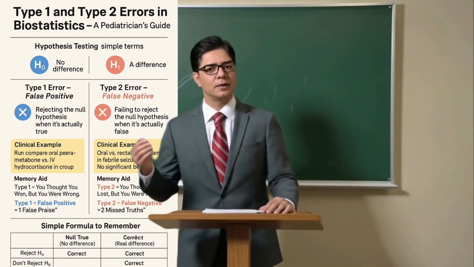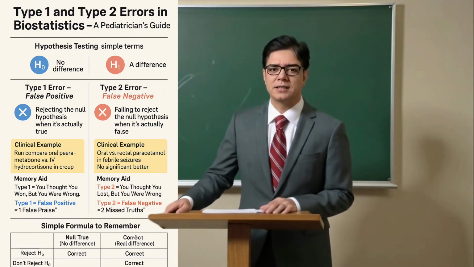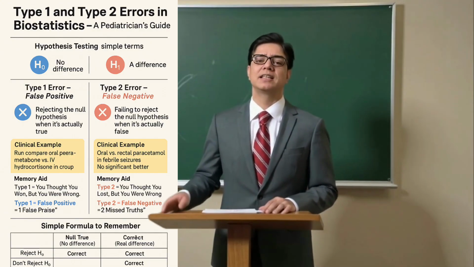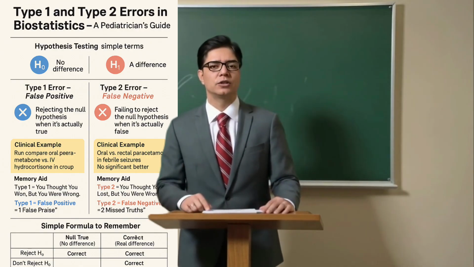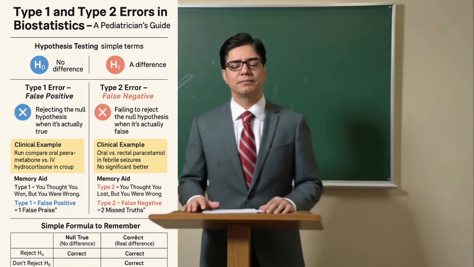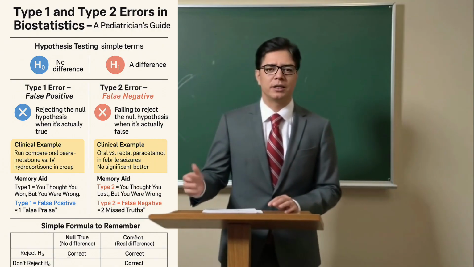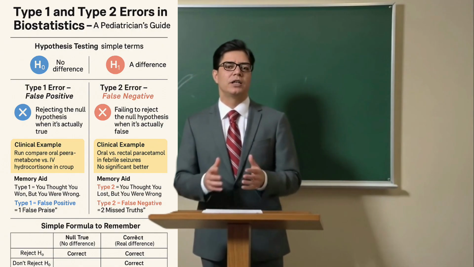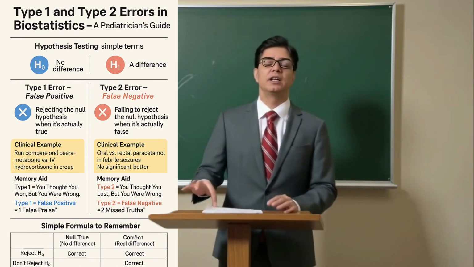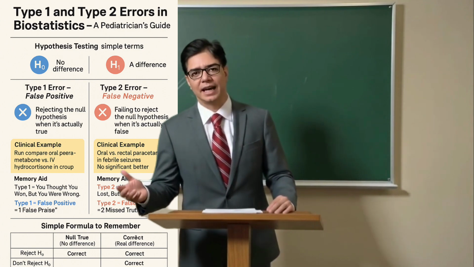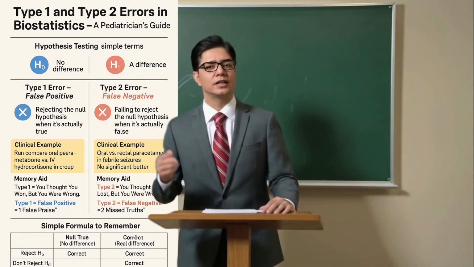Now remember that the way to remember or visualize both type 1 and type 2 error is that in type 1 error, the null hypothesis was actually true, but you rejected it. In type 2 error, the null hypothesis was false, but you actually accepted it. So in type 1 error, you created a false positive, and in type 2 error, you created a false negative. It's as simple as that. Type 1 false positive, type 2 false negative.